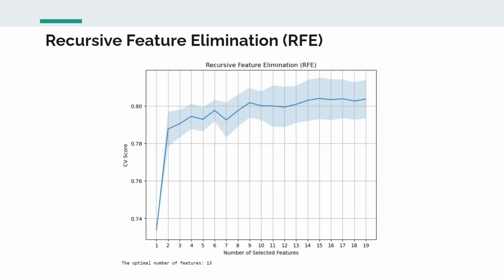Recursive feature elimination, or RFE. This indicates the optimal features that the model should contain. In this case, 15 features are enough to predict customer churn.